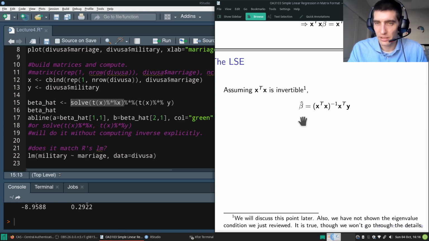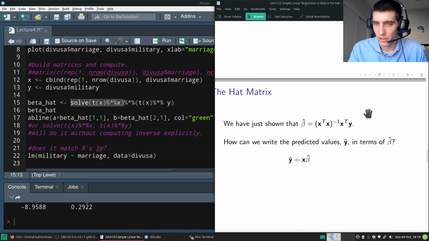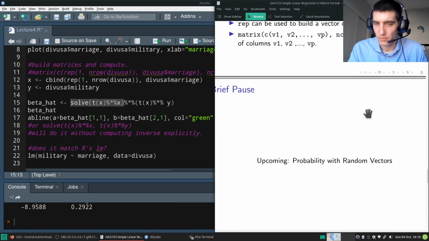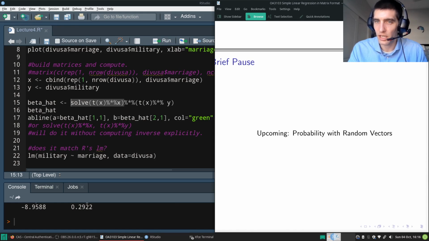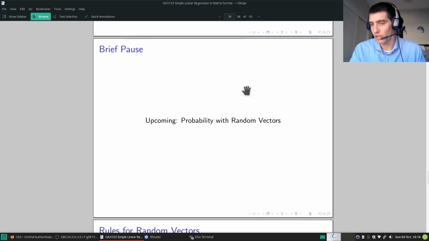Okay, so let's jump back into the lecture. Let's see where we are here. Actually, instead of jumping back into the lecture, I have a pause here. We've been lecturing for a little bit. I'm going to take a pause, and then I'm going to come back and do, for the second part of this lecture, probability with random vectors instead of probability with random variables. We're going to see some results in a slightly different direction, so it's a good time to take a pause.